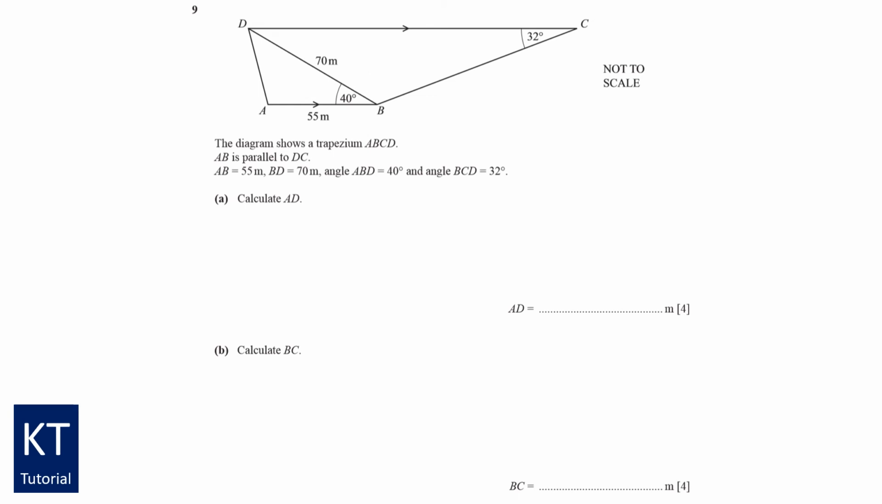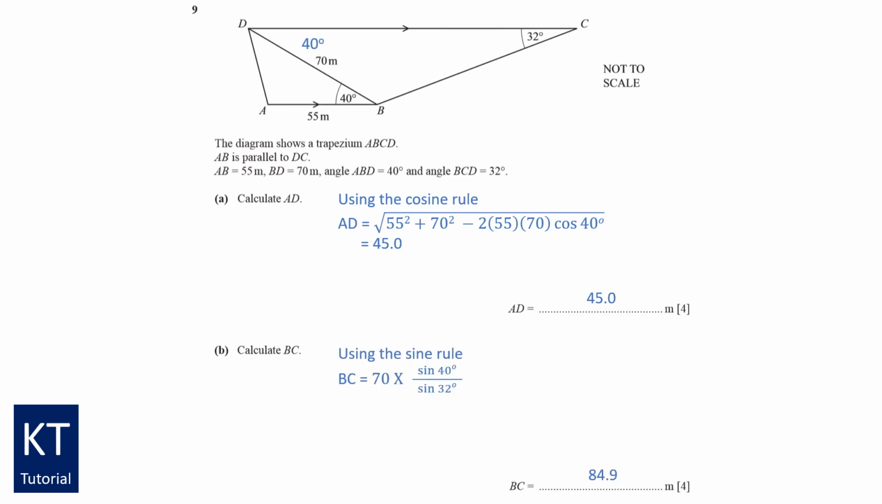Question 9. The diagram shows a trapezium ABCD. AB is parallel to DC. AB is 55 meters, BD is 70 meters, angle ABD is 40 degrees, and the angle BCD is 32 degrees. Calculate AD. AD can be identified by applying the cosine rule. Next, calculate BC. BC in turn can be identified using the sine rule.